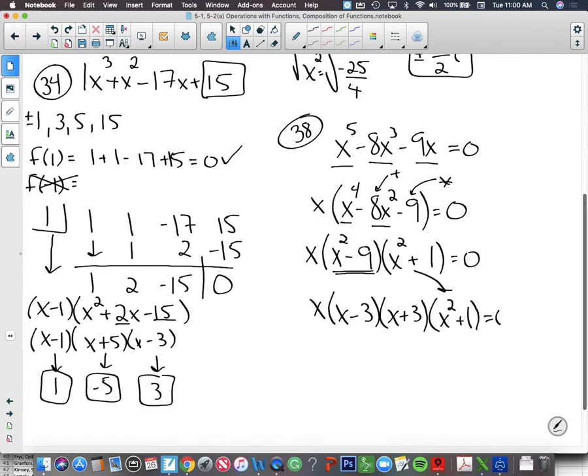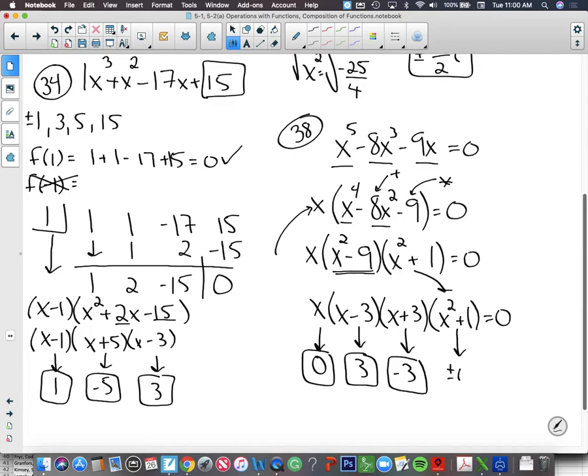And now we can find all the answers. Okay? Think back to when we factored forever ago. When you have an x in front, that's just going to give you a 0 for an answer. And then this one is going to give us a 3 for an answer. This one here is going to give us a -3 for an answer. And then this one here, you'd set equal to 0 and solve. You get a plus or minus i for an answer. So we have an imaginary number there. So 5 answers for a 5th power polynomial.